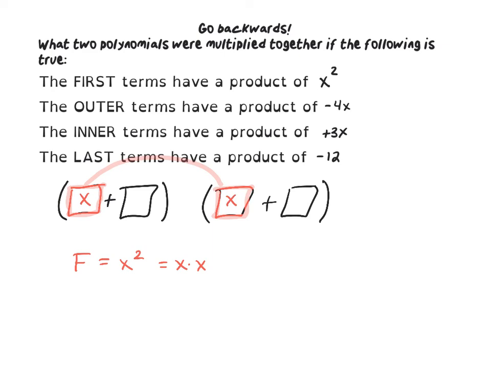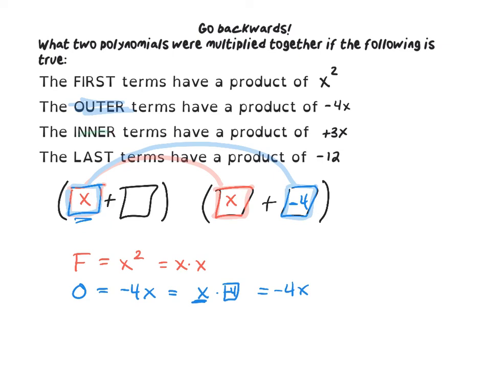Now, when we move on to the outer, they said when they multiplied the outer terms, they got -4x. The outer terms come from taking this box, which already has an x in it, and we need to multiply it by some other box, the outside box over here, and we must have gotten -4x. Well, if one of these things is already an x, this thing here must have been a -4, because -4 times x is -4x.